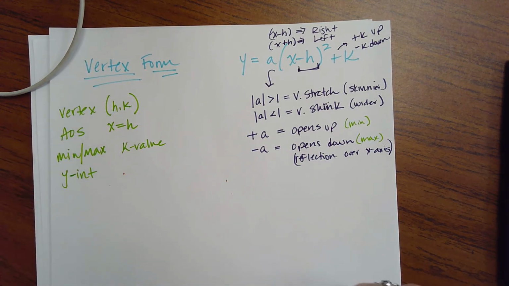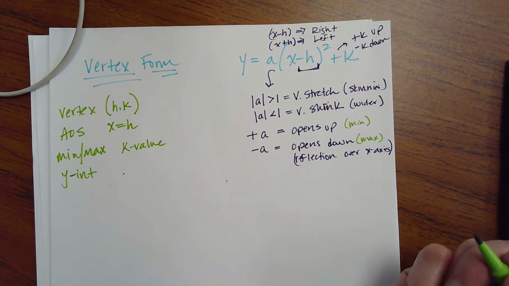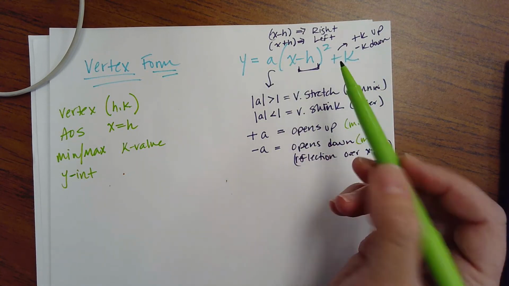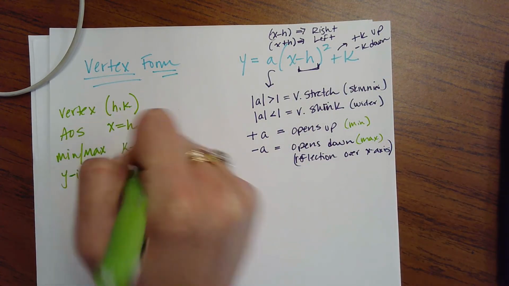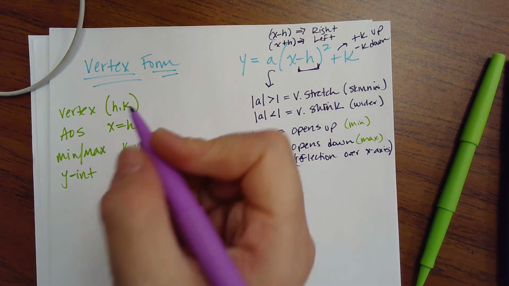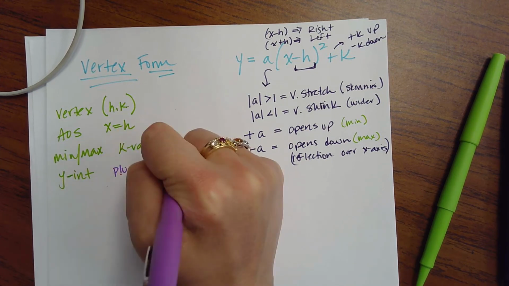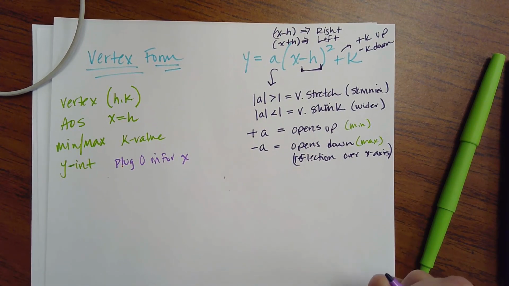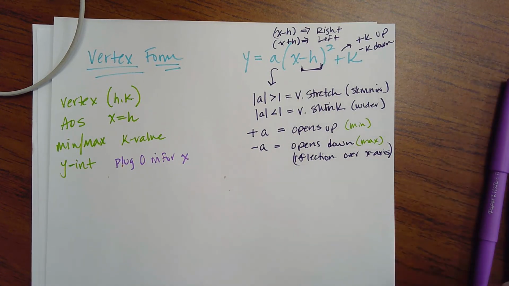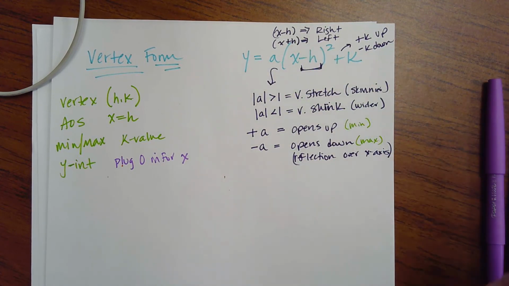Now, in standard form, it was easy. It was just your constant term, right? That number at the end, the c value. In vertex form, it's not your k value, so you have to actually do this algebraically. To find this algebraically, what you need to do is plug 0 in for x. And to be honest with you, that's always how you find a y-intercept. There are other little shortcut ways, but algebraically, that's how you find a y-intercept for any function. You plug 0 in for x, solve for y.